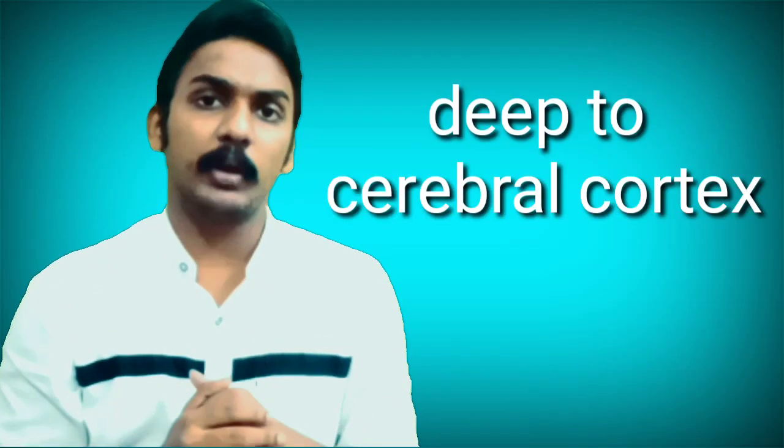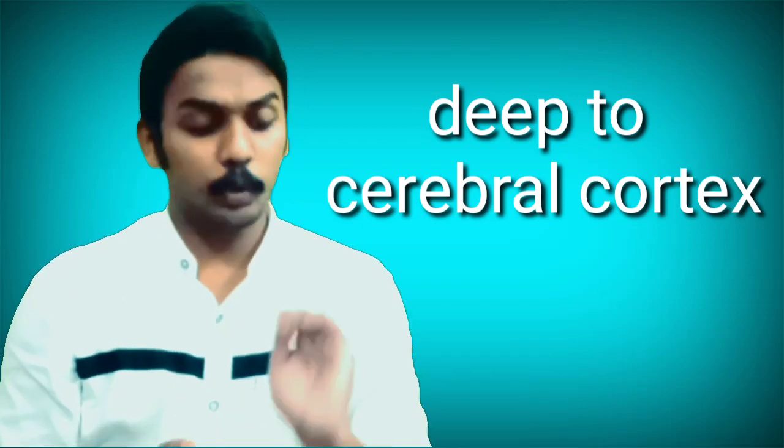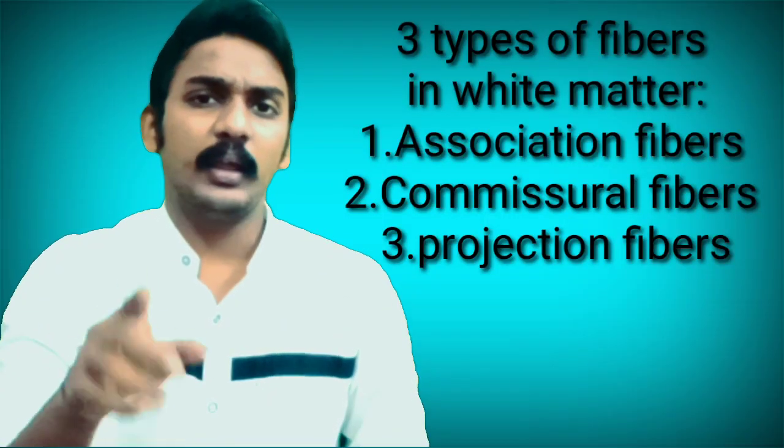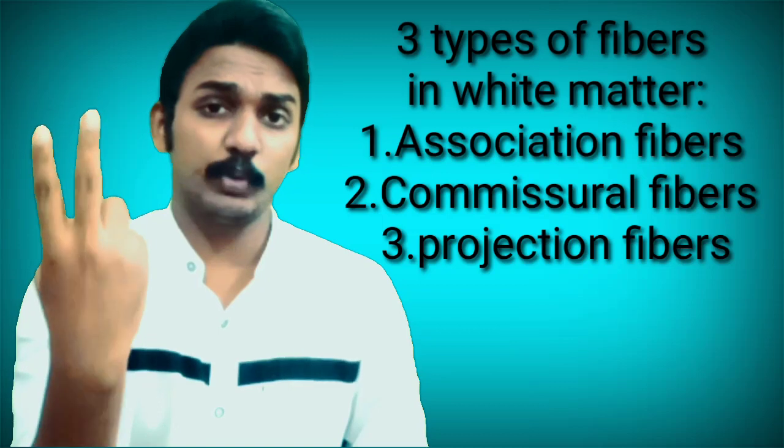Deep to the cerebral cortex, or the cerebral grey matter, you are able to see this white matter. And in the white matter there are certain fibers. Today you are going to see the three main types of fibers present in the cerebral white matter. In short, they are the association fibers, commissural fibers, and the projection fibers. We will see each of those and some examples.